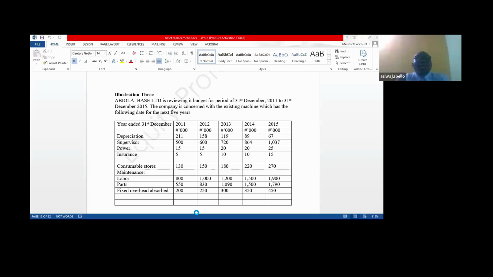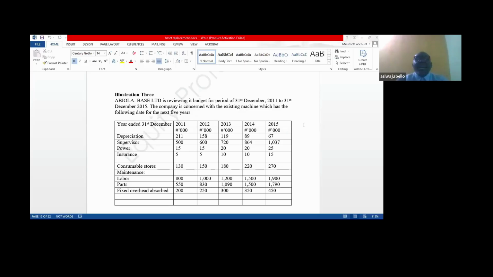Adala Base Limited is reviewing its budget for the period December 31st, 2011 to 31st December 2015. The company is concerned with the existing machine, which has the following data for next 5 years. We have year 2011 to year 2015. The existing machine has the following data.